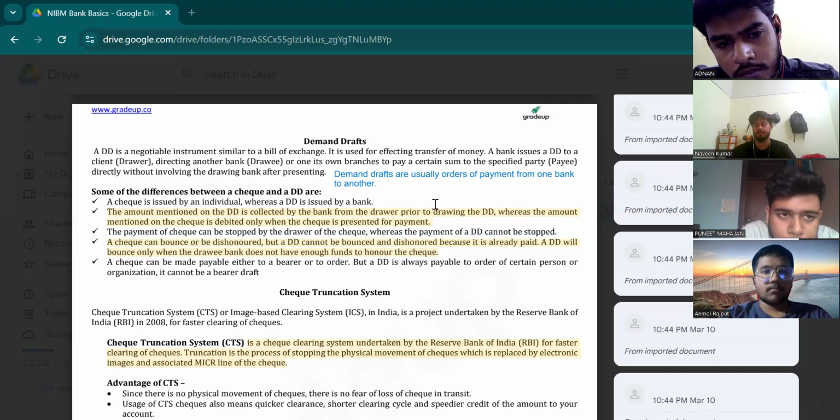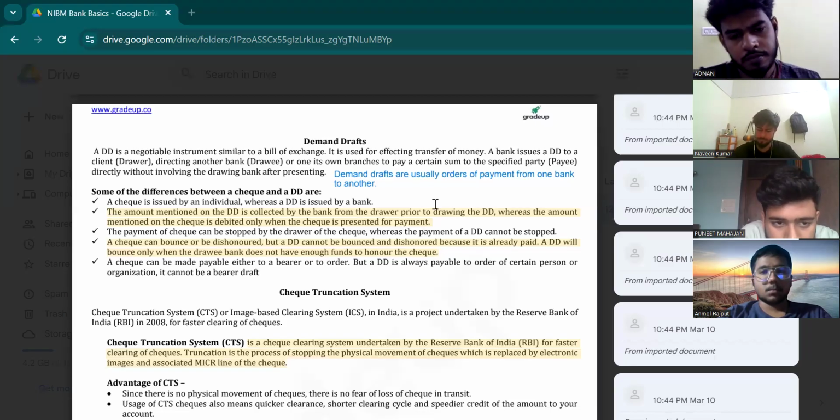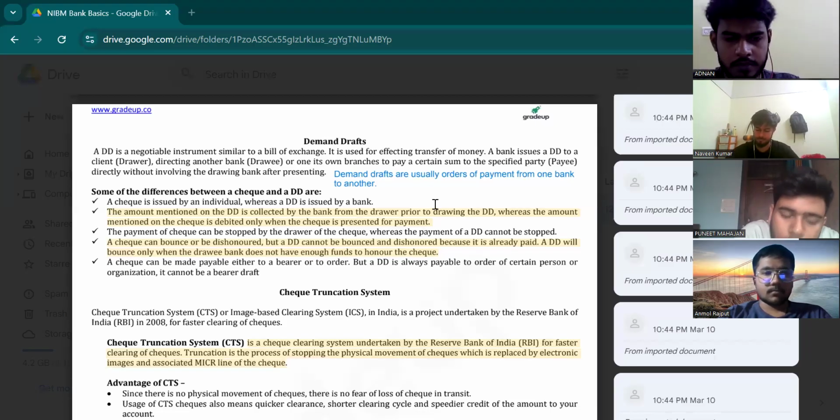Coming to the demand draft, what will happen? You will go to the bank. You will take the demand draft slip. You will write all the details: from this bank, for this person I am drawing this demand draft, and you will give it to the clerk sitting at the bank branch. Now what will happen? This can only be issued offline. You cannot get an online demand draft. Now what will the clerk do?